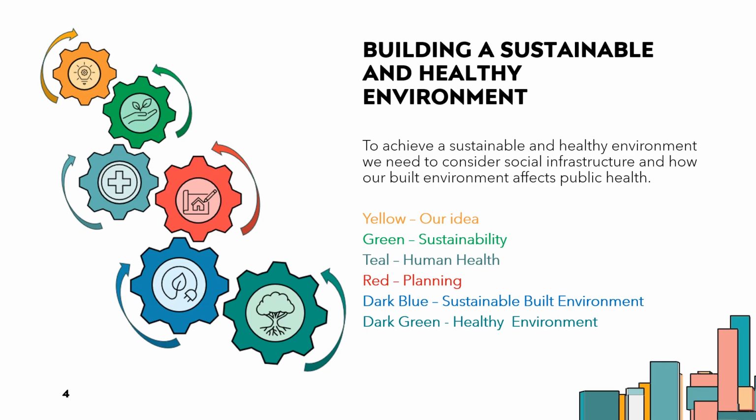Now let's take this one step further. To achieve a sustainable and healthy environment, we need to consider social infrastructure and how our built environment affects public health. In our visual model, we will now add human health alongside sustainability. The human health care is represented by the teal color and has an image of a medical cross. Having sustainability and human health turning our planning gear changes the direction of the planning gear again. It not only moves our sustainable built environment gear, but now also moves a healthy environment gear, which is represented by our newly added dark green gear with a growing tree.